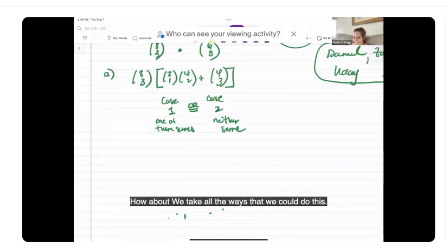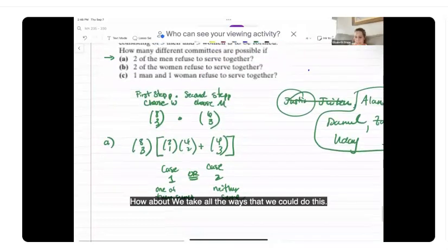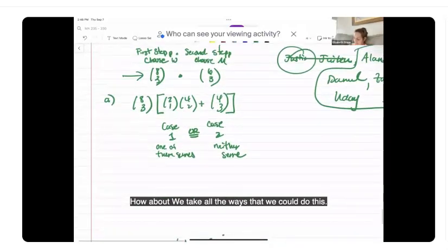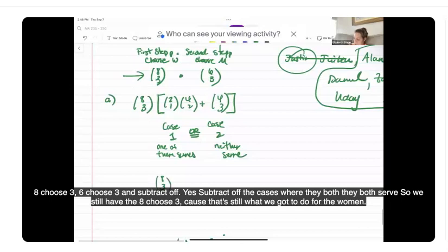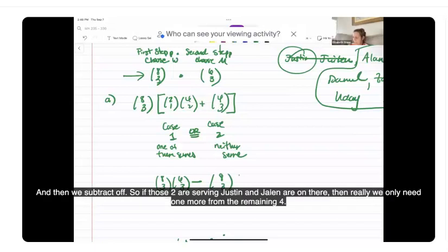How about we take all the ways that we could do this? 8 choose 3, 6 choose 3, and subtract off. Yes. Subtract off the cases where they both serve. So we still have the 8 choose 3, because that's still what we got to do for the women. And then we subtract off. So if those 2 are serving, Justin and Jalen are on there, then really we only need 1 more from the remaining 4.